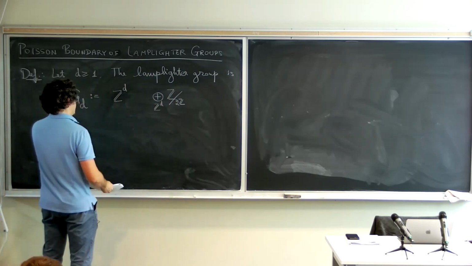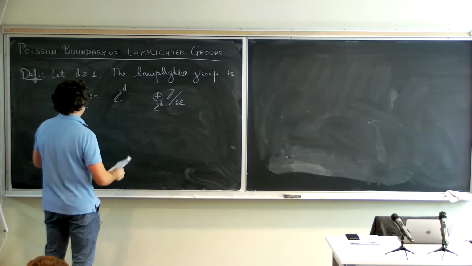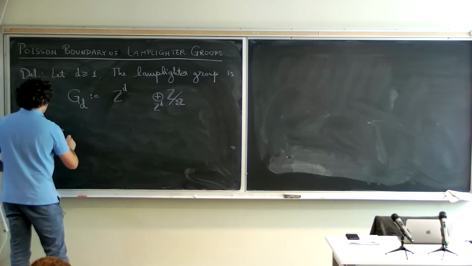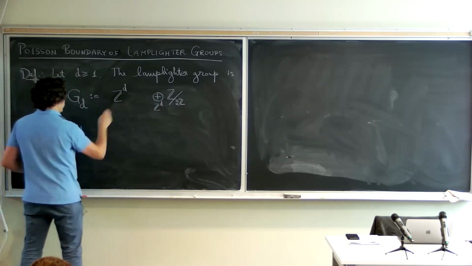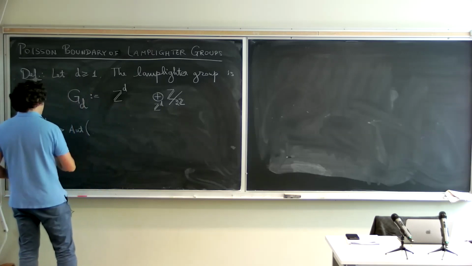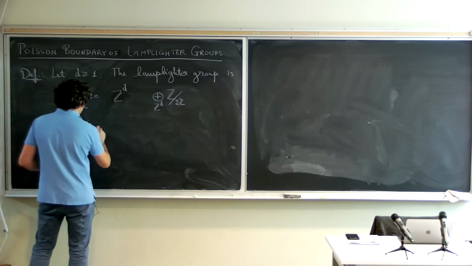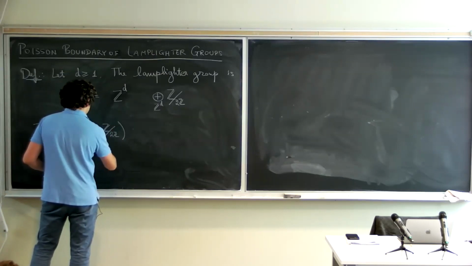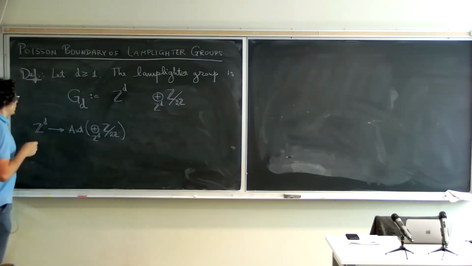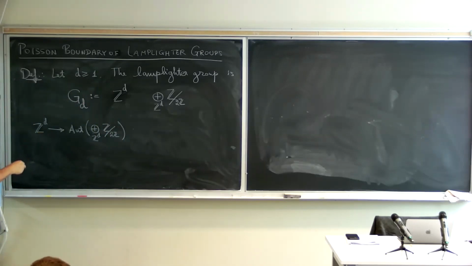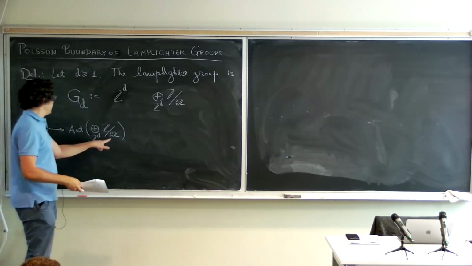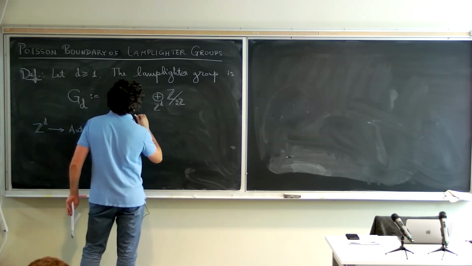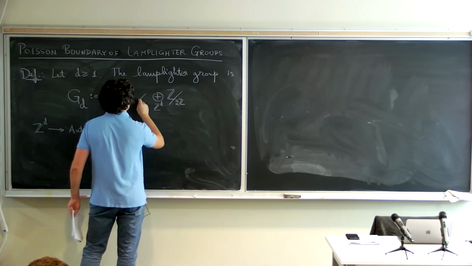And so what is the action? There is an action of Z^D onto the other group. So there is a homomorphism from Z^D to the automorphism group of this infinite countably generated abelian group. And this one is the normal subgroup, so you need to write it like that.